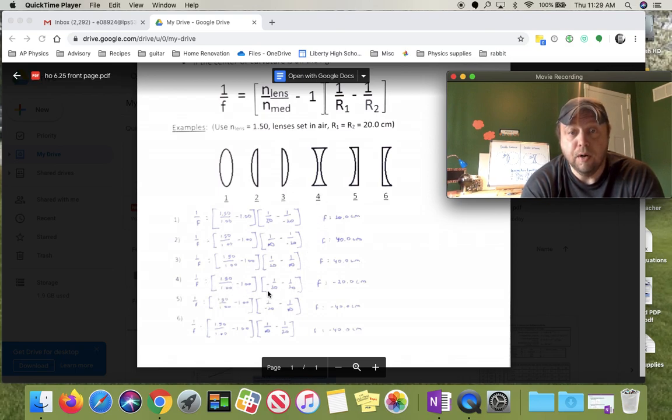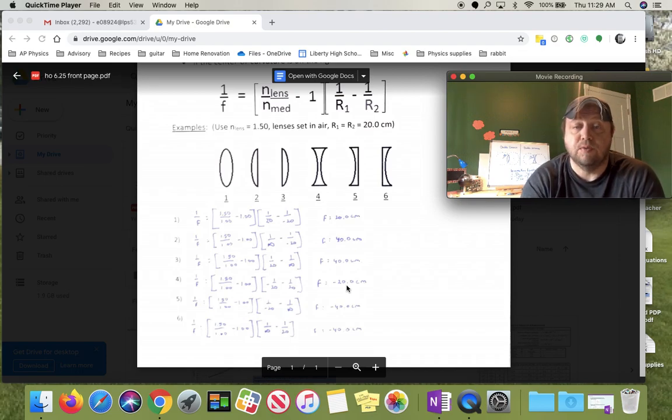On number 4, now the R1 value is on the left-hand side of the lens, so this is going to be negative, and R2 is on the right-hand side of the lens, so this is going to be positive. So notice in my equation, I have negative 1 over 20, and then just minus 1 over 20, because this is positive now. When I plug this in, now we get a focal length of negative 20 centimeters. Okay, so this lens would be a diverging lens as long as it's a glass lens that's placed in air.